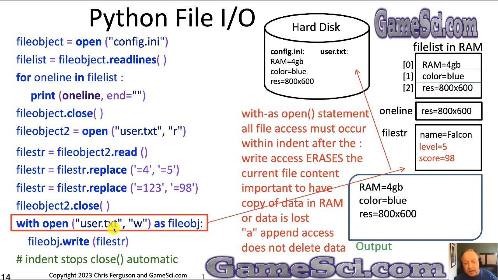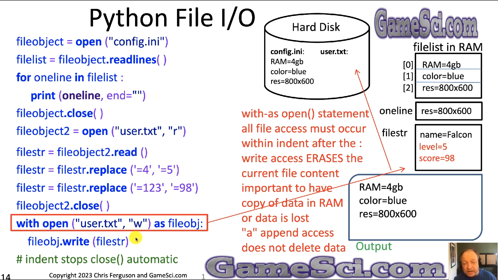with open("user.txt", "w") as file_object: This time, write mode. Very interesting. With the with-as open statement, all file access must occur within the indent after the colon. Everything that's indented after this will operate on this file object. Note the write access, the w there in the open command. It erases the current file contents. It's gone. It's important to have a copy of the data in RAM or that data is lost.